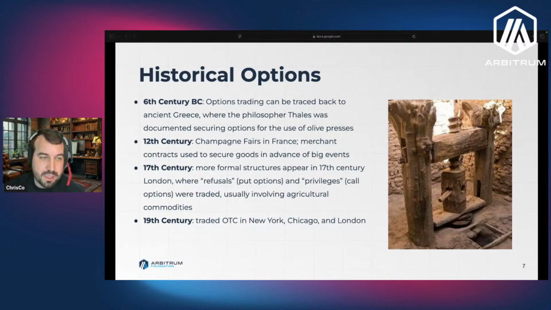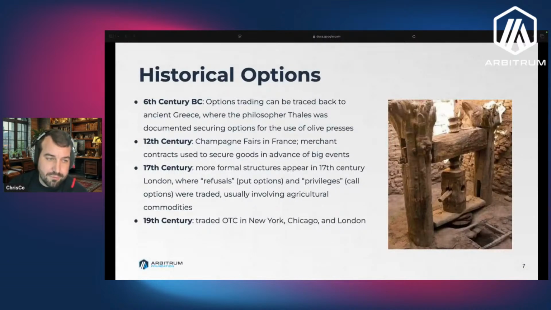But there were other examples throughout the centuries, like the champagne fairs in France, where merchants would secure options to buy goods for those fairs well ahead of time. These fairs were big, semi-annual events where merchants would sell wine and goods and things like that. And so merchants would use these option contracts to make sure that they had supplies if there was a good turnout.